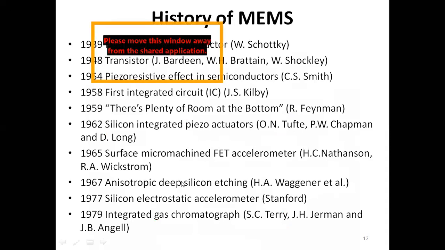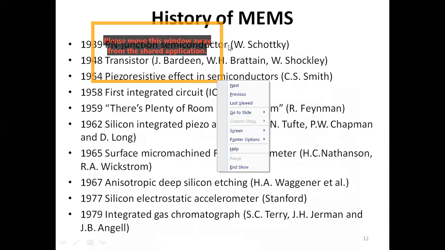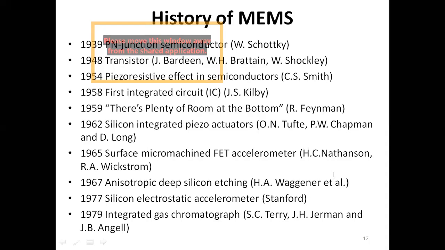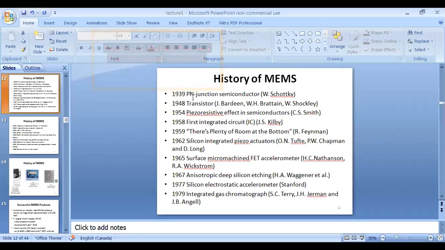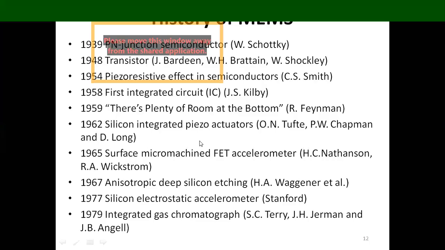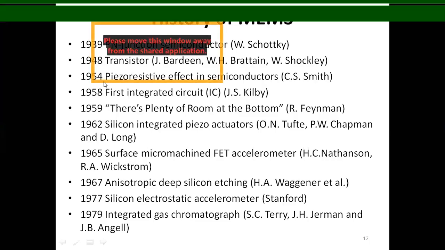The history of MEMS. In 1939, the PN junction semiconductor was developed by Schwarzschild. 1948, the first transistor was developed. 1954, piezo-resistive effect in semiconductors was shown. 1958, the first integrated circuit was introduced.